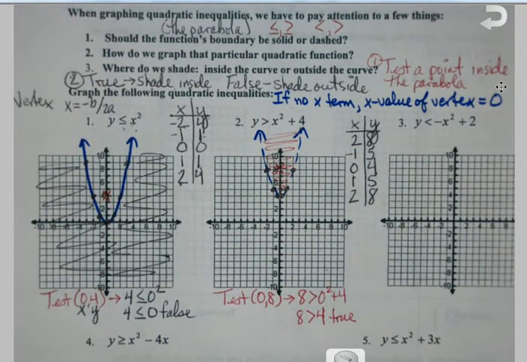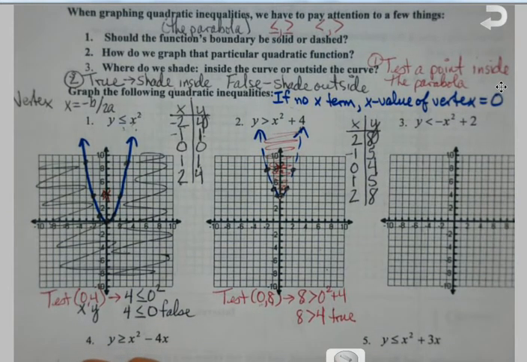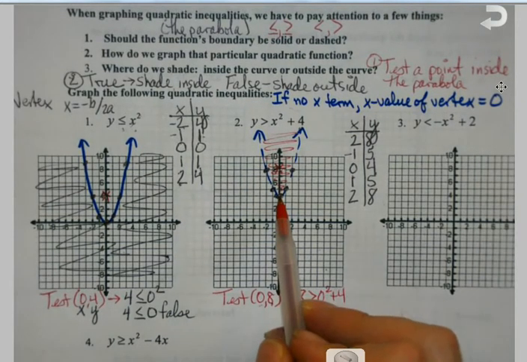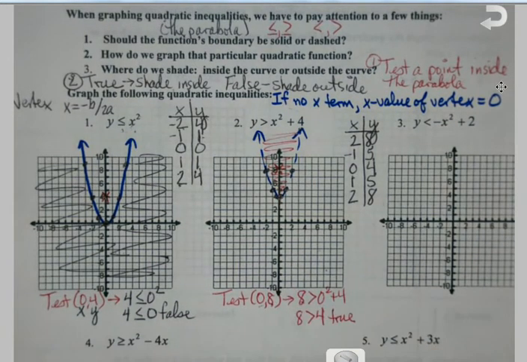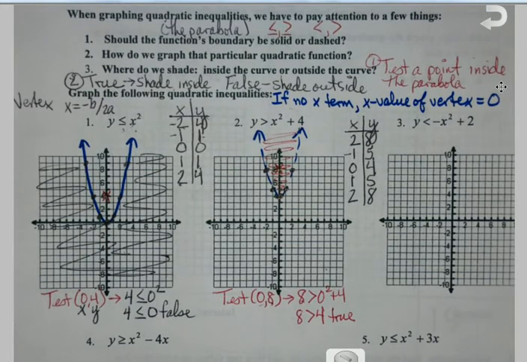Wait, why did you get 8? This or here. Okay, but I picked 0, 4. Wait, you picked 0, 4? Yeah. Okay, but wait a minute. 0, 4 is on your parabola. It's got to be inside of it. If you pick a point that's on your parabola, you're going to run into a problem because you're going to get a statement that could play either way. It's got to be fully inside. Can't be outside, can't be on. So I just want to make sure I pick a point that's not too close in case I got a little sketchy with my graphing.